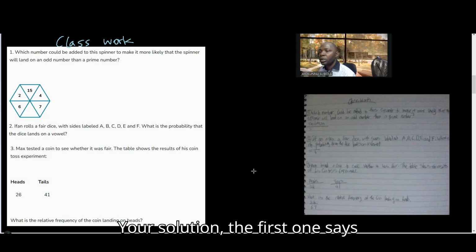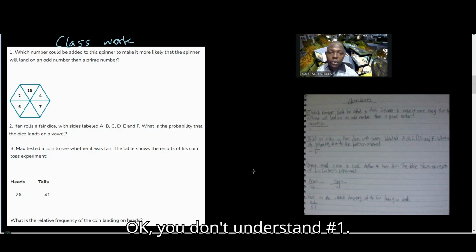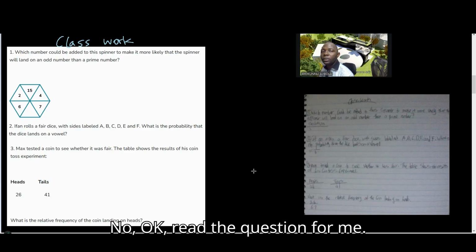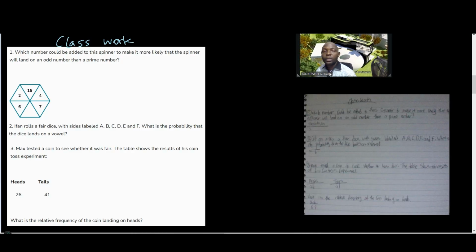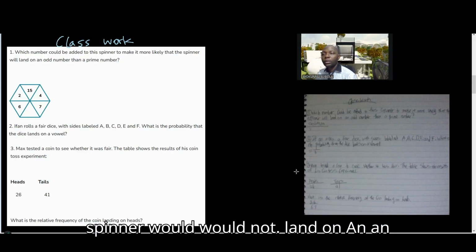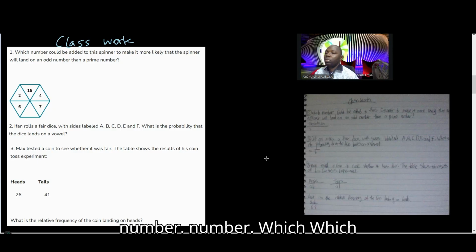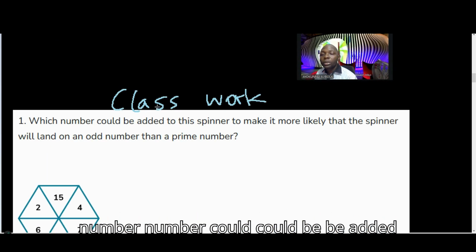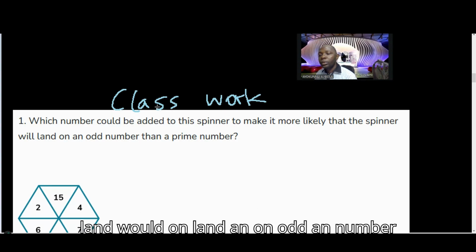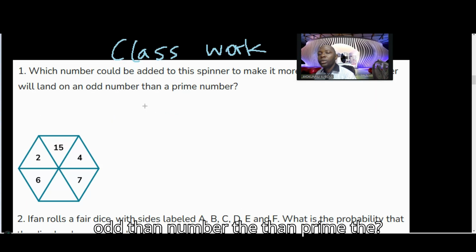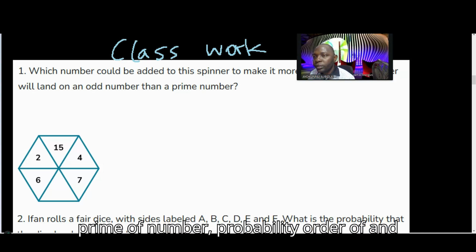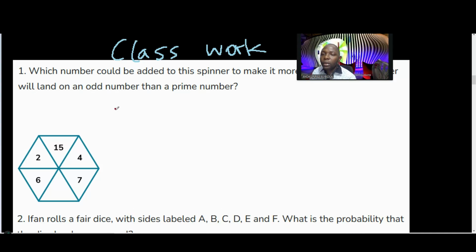Your solution. The first one says, okay, you don't understand number one, right? Nope. Okay, read the question for me. Which number could be added to the spinner to make it more likely that the spinner will land on an odd number than a prime number? We firstly need to check probability of odd and probability of prime, okay?